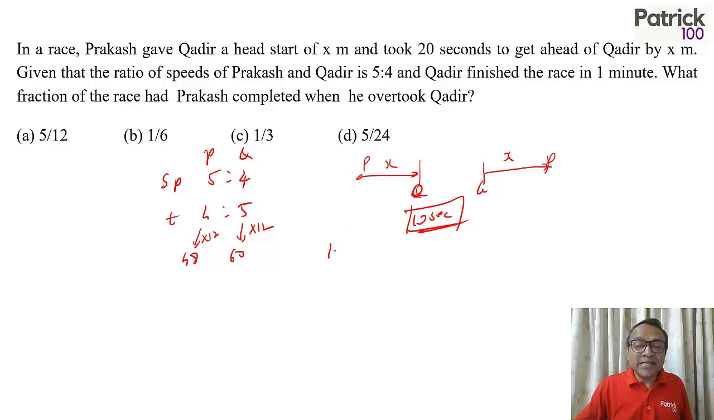So he's completed 10 seconds of the race out of his total 48 seconds of the race. Which, if you calculate, becomes 5 by 24th of the race. D option is the answer.